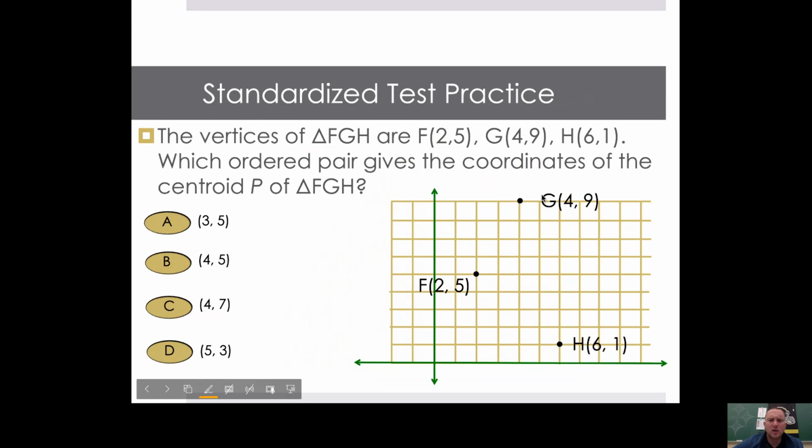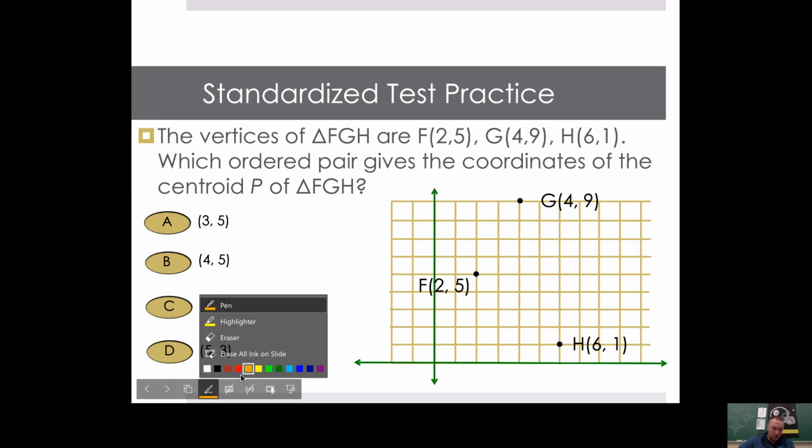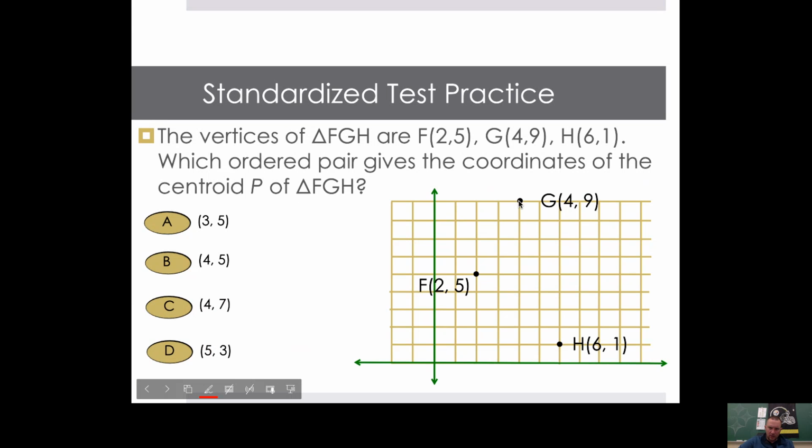The vertices of triangle FGH are as follows. Which ordered pair gives the coordinates of the centroid P of triangle FGH? This one could get kind of complicated, but I think I know a simple way to find the answer. But here's a triangle. It's going to have 3 medians. I know I need medians because they're asking me about a centroid.